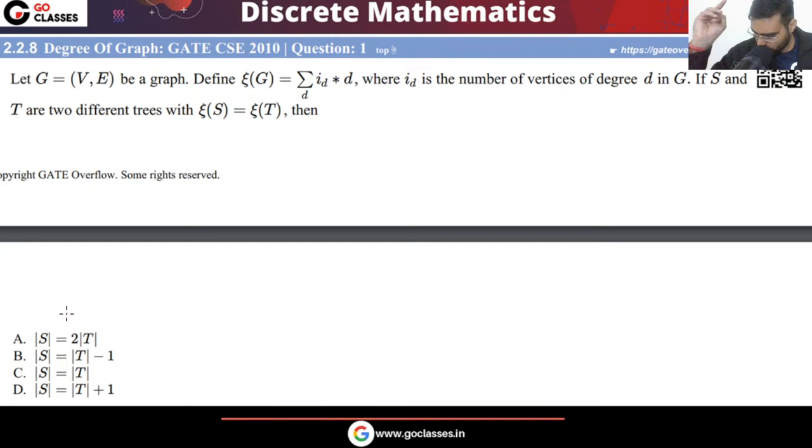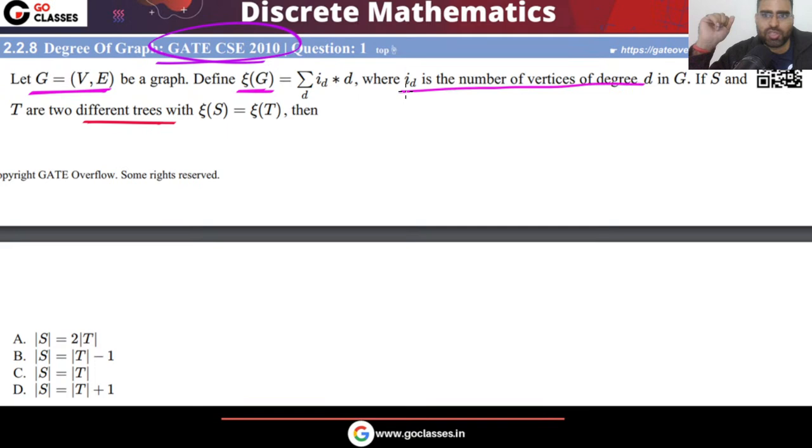Tell me the answer for this question. This is a GATE 2010 question, and it is about trees. The question says there is a graph, and for this graph it defines a terminology: ID is the number of vertices of degree D in G.